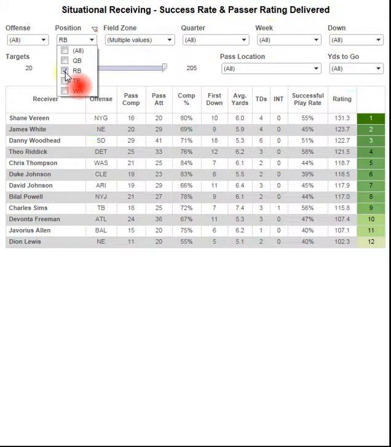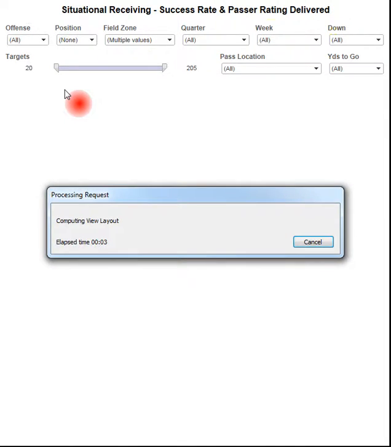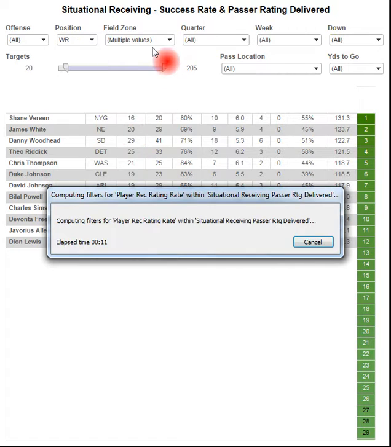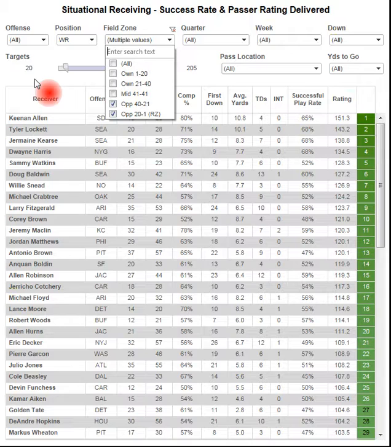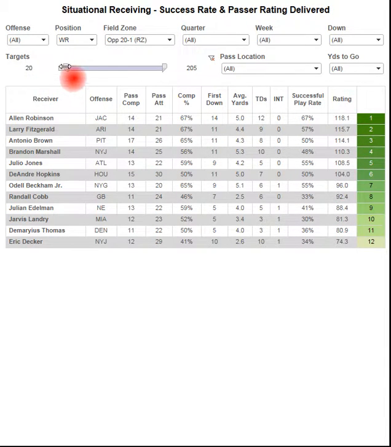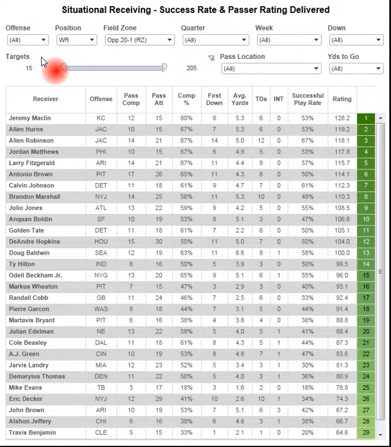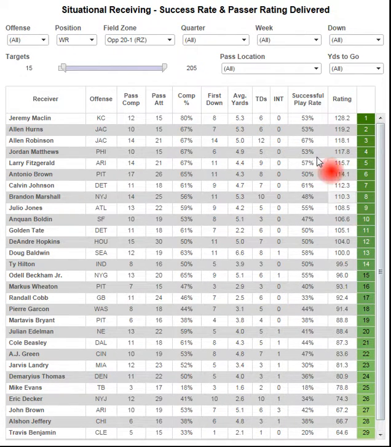Now we want to get rid of running backs, and I only want to look at when quarterbacks are targeting wide receivers. And so we're obviously going to have a lot of players that are going to pop up here because we're only isolating it to 20 targets and wide receivers there. But we'll go ahead and reduce the field zone a little bit. I want to see wide receivers targeted inside of the red zone. And now we see that there's a lot fewer. So let's go back to, let's say, 15 attempts when they were targeted. And now we can see there's about 30 qualifiers for this one.